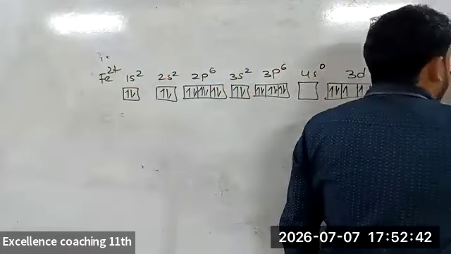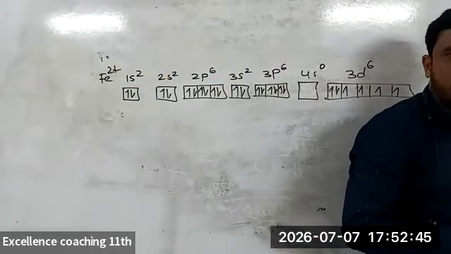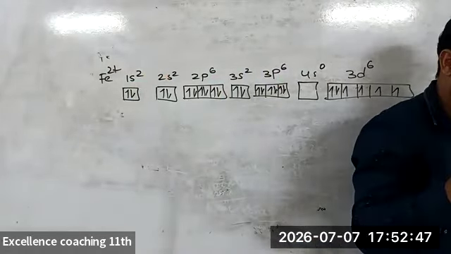In that 3D, what is the meaning of that 3? Third is the shell. So write 4s first, then 3D.